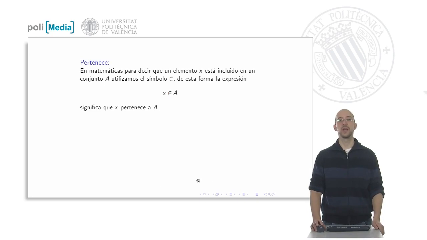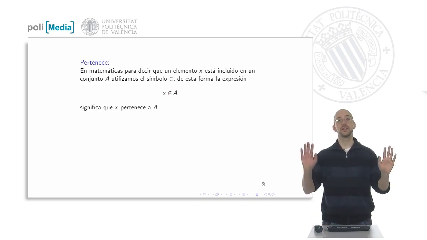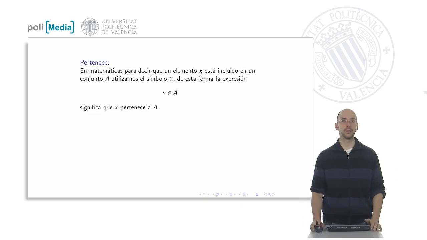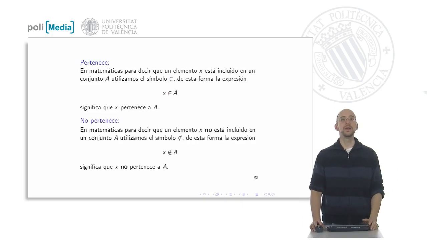X belongs to A. The symbol is a slightly curved E, with x placed to the left and the set to which it belongs on the right. It can also be written in the reverse order, but using the symbol on the other side. When we want to express that an element does not belong to a set, we simply add a bar across the previous symbol, resulting in x does not belong to A.